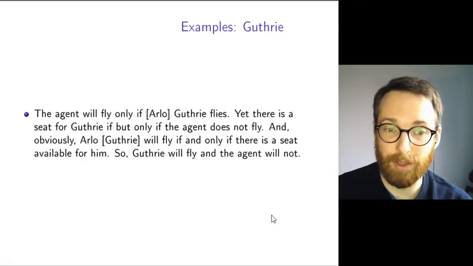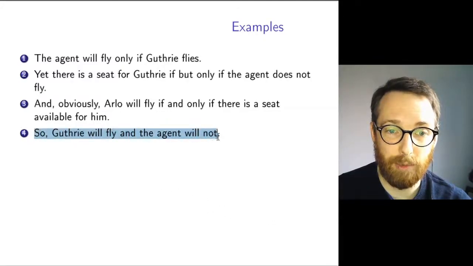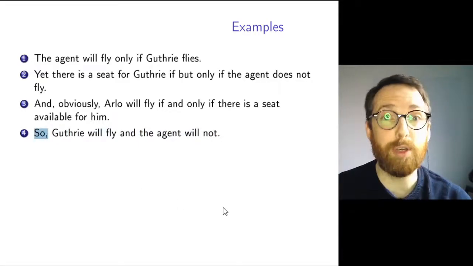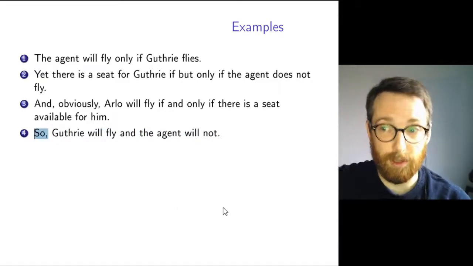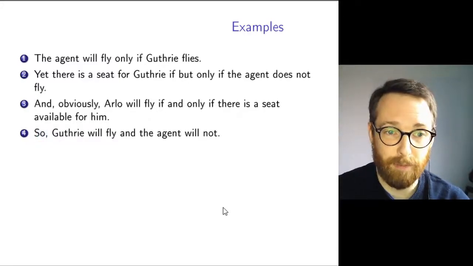I'm going to show you what I think the answer is. It goes like this. The conclusion is this final sentence. Guthrie will fly and the agent will not. Your clue is this word so. That's a conclusion marker word. That's something that suggests the stuff that came before was premises and the thing that comes after is a conclusion.